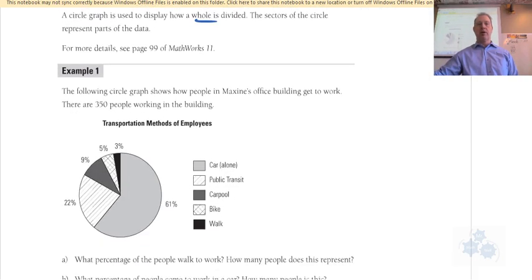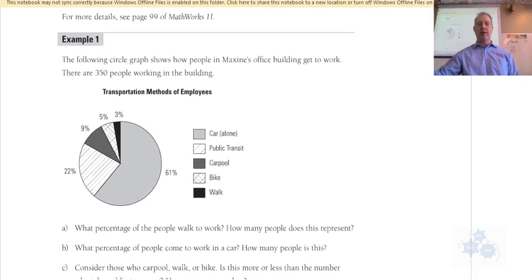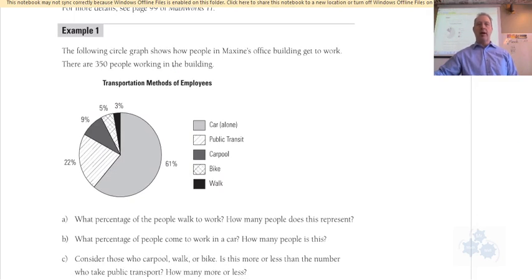So here's the example that we're going to go through. We're going to spend some time going through this right here. The following circle graph or pie chart shows how people in Maxine's office building get to work. There are 350 people working in the building. 350. Okay, so that's good to know.